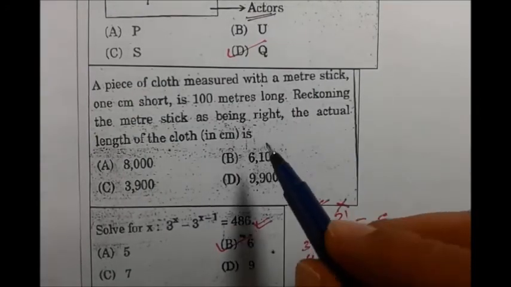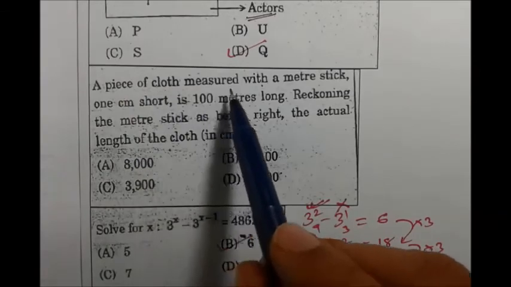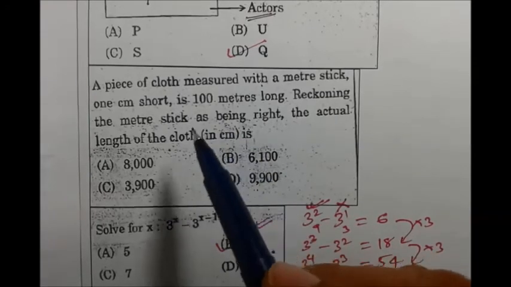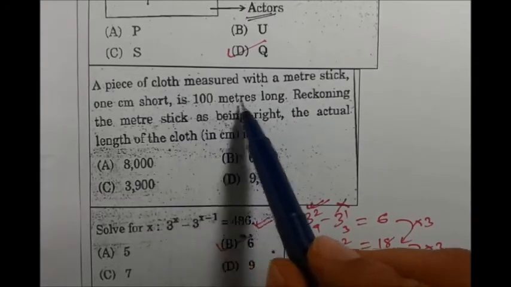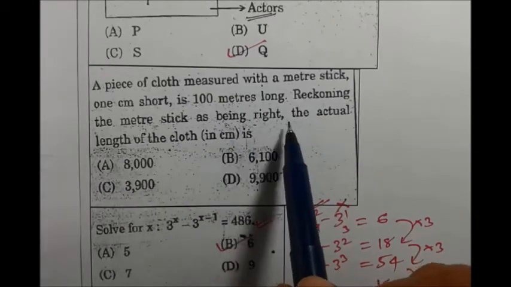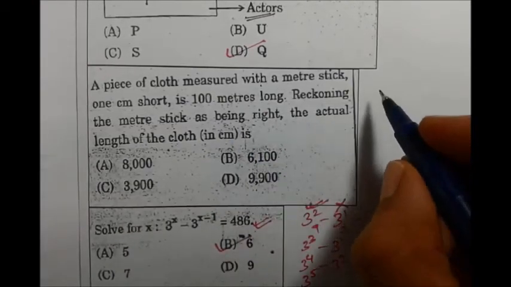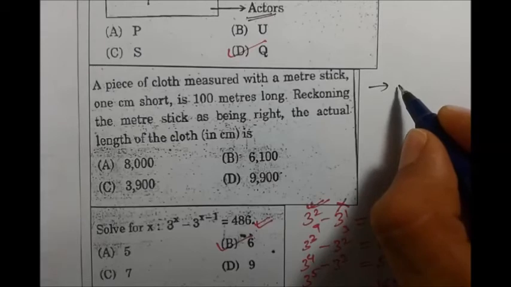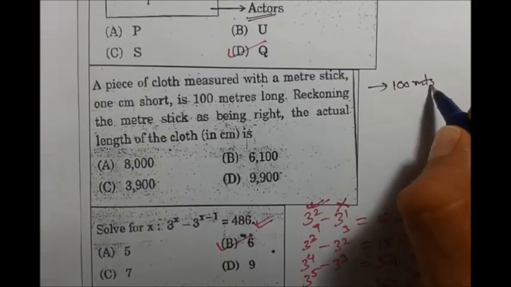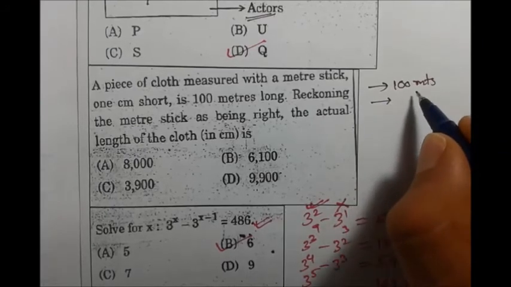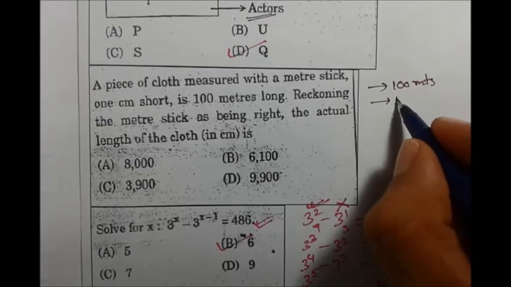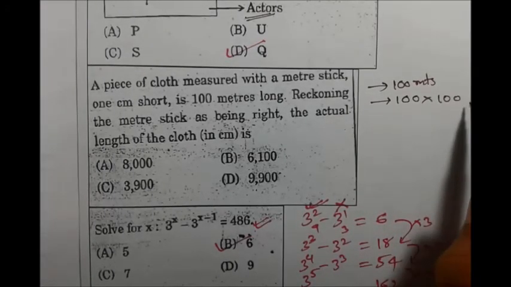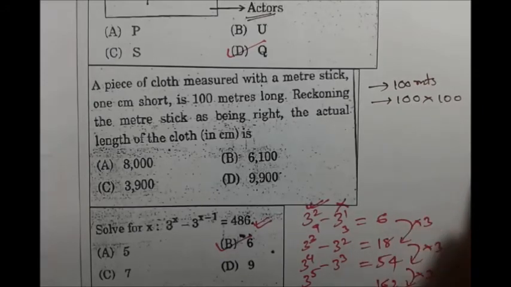Now try to solve this question. The question says a piece of cloth measured with a meter stick 1 centimeter short, and the cloth is 100 meters long. Reckoning the meter stick as being right, the actual length of the cloth is. So the miscalculated length of the cloth is 100 meters. So as you all know, 1 meter is equal to 100 centimeters. So I will write 100 into 100 centimeters. So total length is 100 into 100 centimeters.